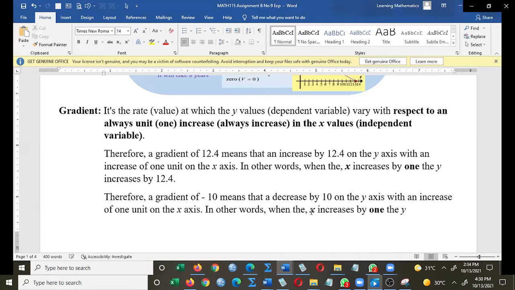What's happening to the y? I need somebody else. Anybody else? This is very important, the definition of gradient. So the y decreases by 10. That's why when you see a negative gradient, the line is going down. Okay.